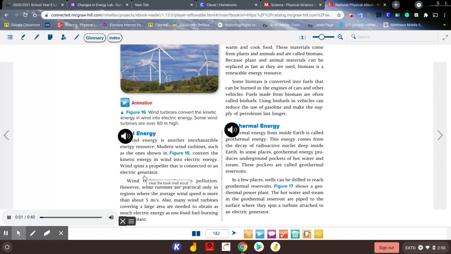Wind energy. Wind energy is another inexhaustible energy resource. Modern wind turbines, such as the ones in Figure 16, convert the kinetic energy in wind into electric energy. Wind spins a propeller that is connected to an electric generator. Wind turbines produce no pollution. However, wind turbines are practical only in regions where the average wind speed is more than about 5 meters per second. Also, many wind turbines covering a large area are needed to obtain as much electric energy as one fossil fuel burning power plant.